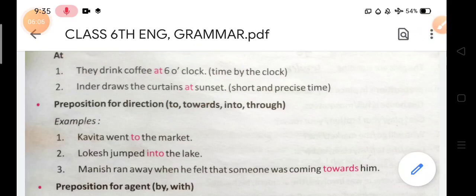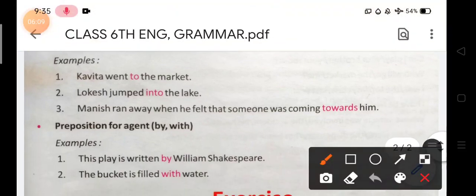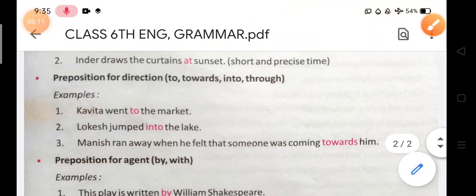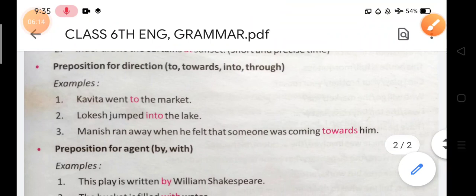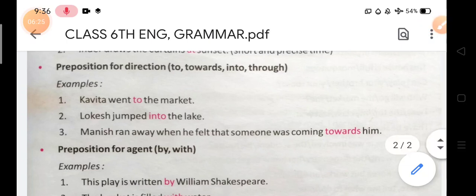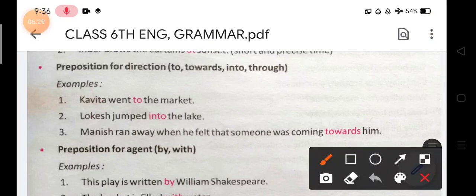Prepositions for direction, and after that we will revise the point. Kavita went to the market. Lokesh jumped into the lake. Manish ran away when he felt that someone was coming towards him. So over here you can see direction. How is direction represented over here? Kavita went to the market, so "to" shows that Kavita is going towards the market. This is a direction. Next, Lokesh jumped into the lake.